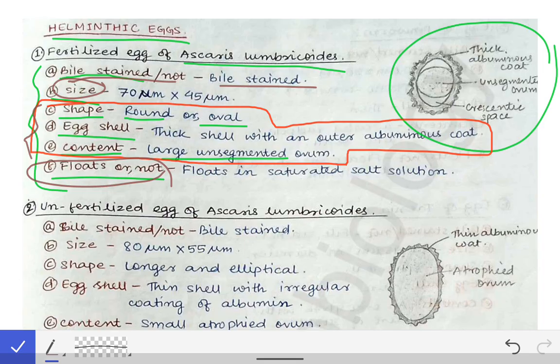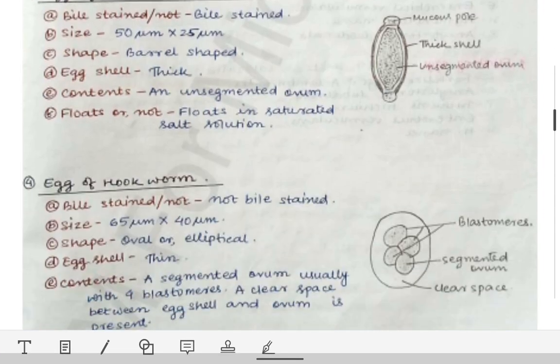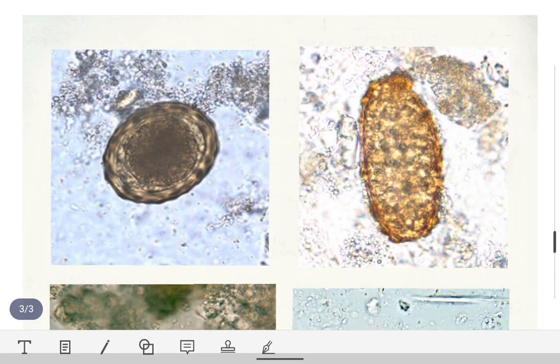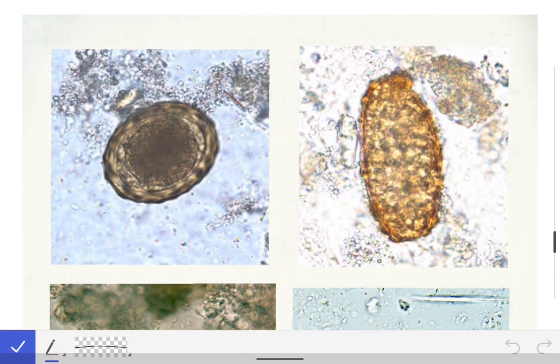Now come to the realistic diagram of the fertilized egg of Ascaris lumbricoides. So let's see the real picture. See here, this is our fertilized egg of Ascaris lumbricoides.